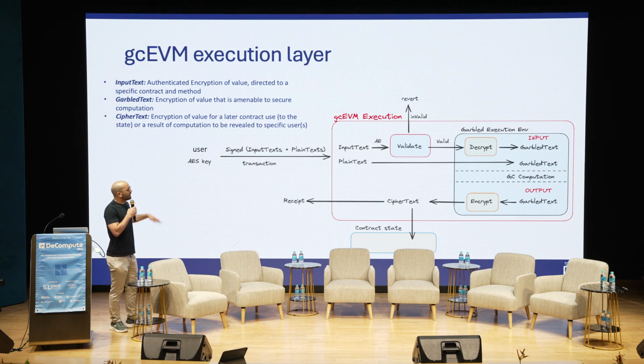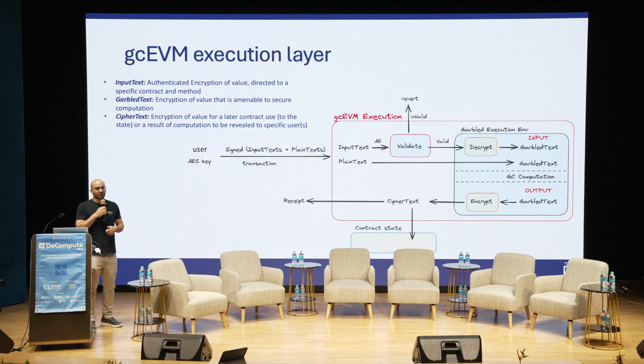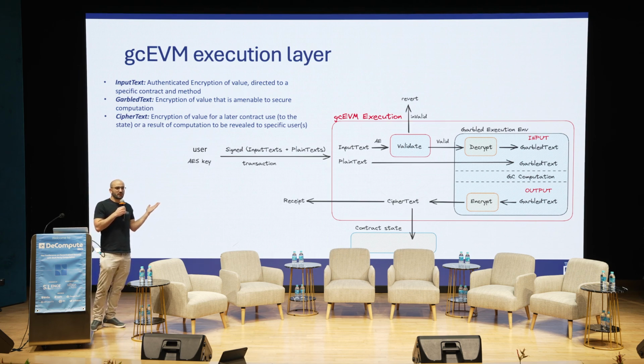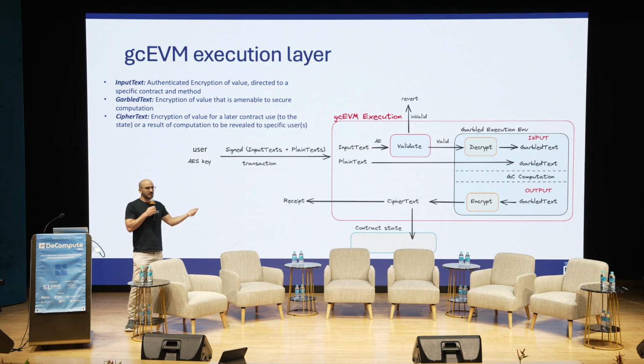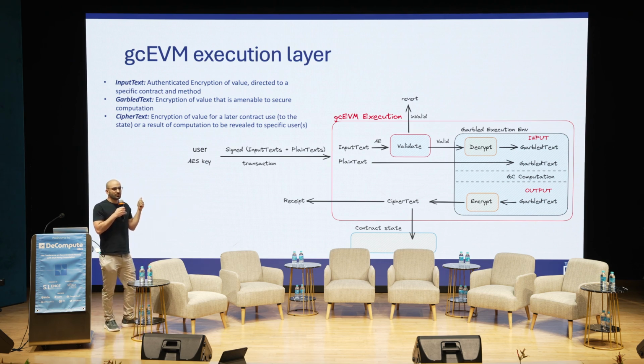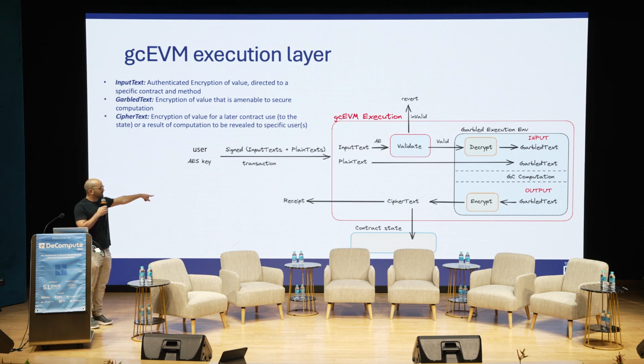And after we are done with the computation, the output will be in the form of garbled text as well. Then it depends on whether we need to give some ciphertext back to the user or store some ciphertext on the contract. If we need to do something like that, then we'll take that garbled text and encrypt it to the right key, either the user's or the contract's or both. And this gives us ciphertext, and it will go either on a receipt to the user or be stored in the contract state. So this is the overall flow of the execution layer.